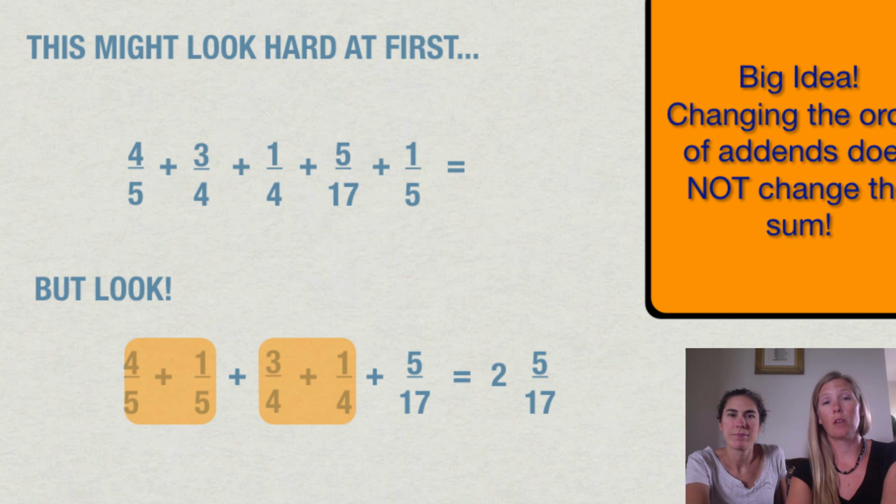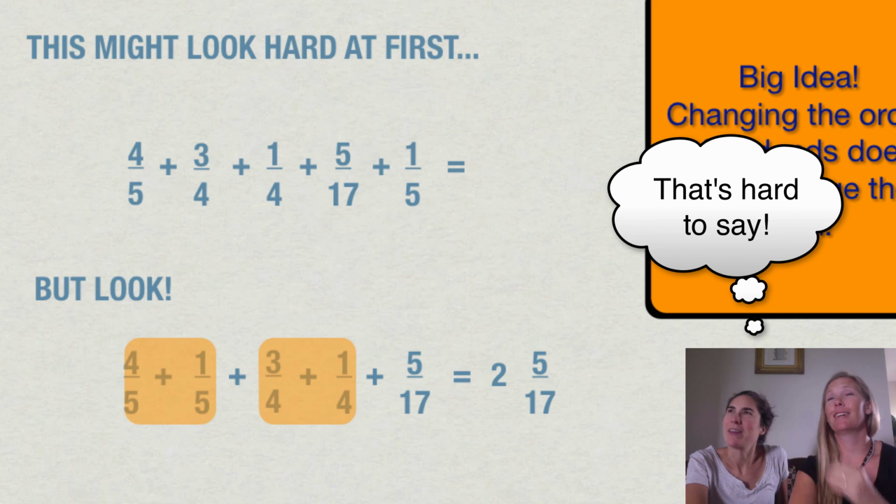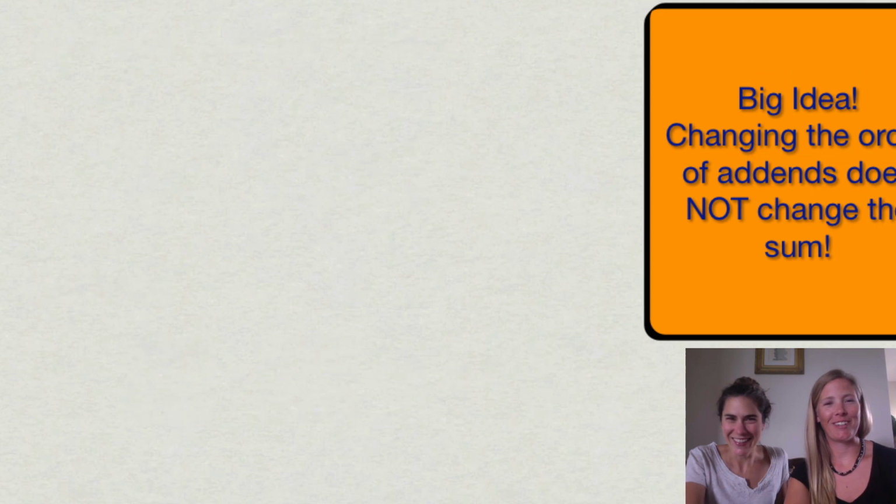There you go. So hopefully you got that too. So that is the commutative property of addition. Oh, now I have to say another hard word. I know. Now it's your turn.